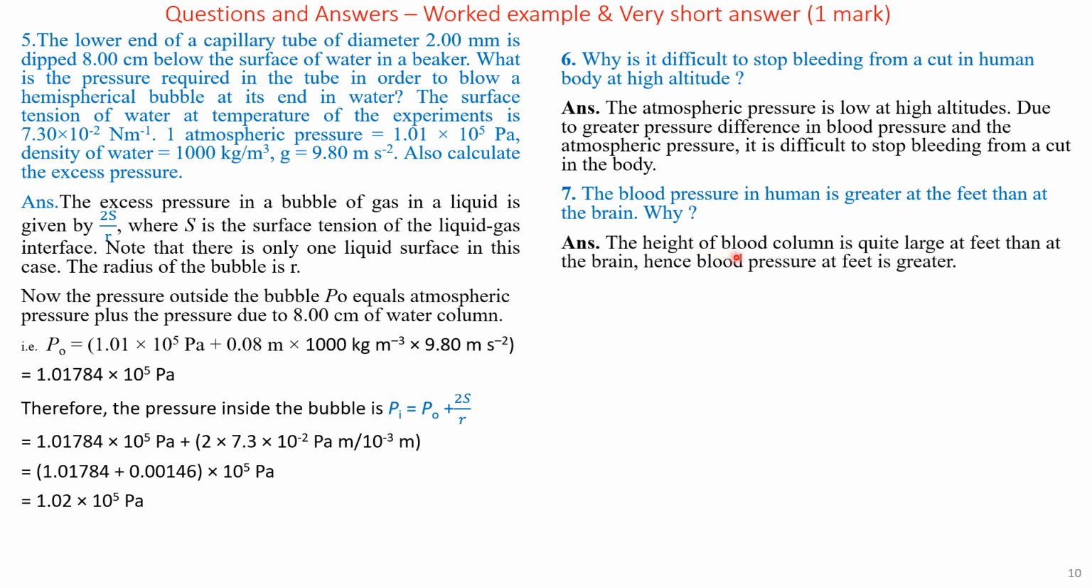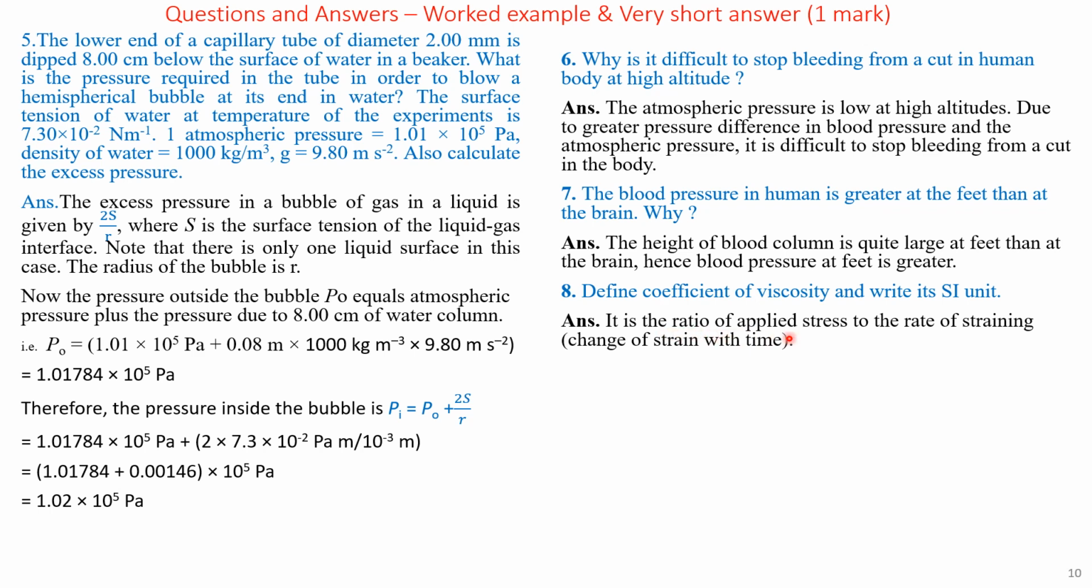The height of the blood column is quite large at the feet than at the brain. Hence, the blood pressure at the feet is greater. This you please note. Question number 8. Define the coefficient of viscosity and write its SI unit.